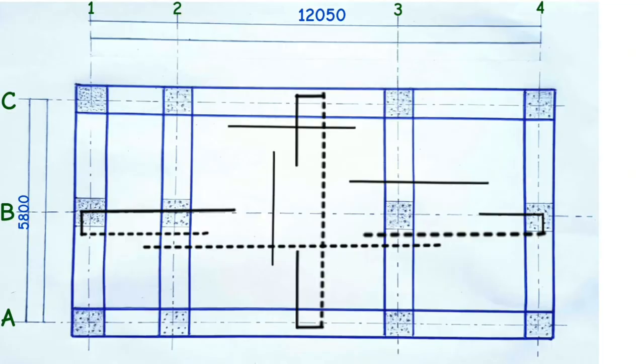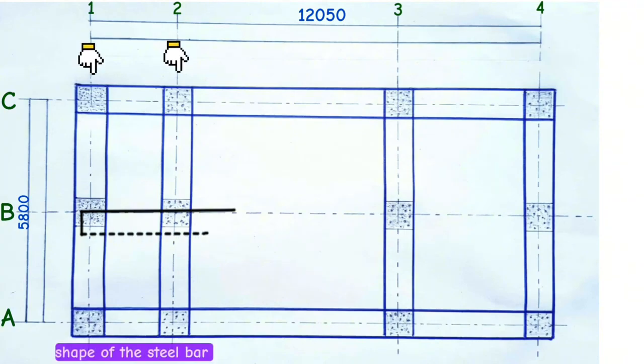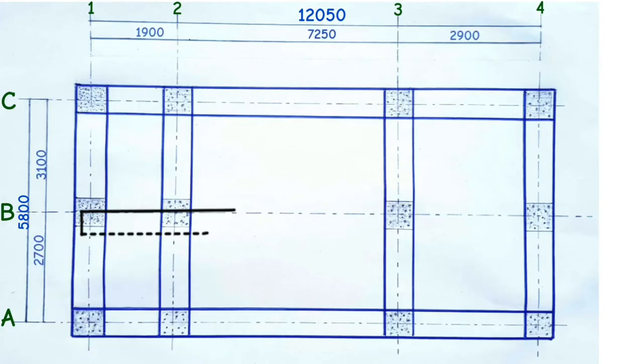Let's look at this particular example. As I've said before, bottom bars are always represented as a dotted line, whereas top bars are always represented as a thick line. We are going to work on each steel bar shape separately. The first steel bar shape is this one that runs along grid line 1 to grid line 2, with the steel bars arranged from grid line A to grid line C. Let's find out the dimensions for this steel bar shape.